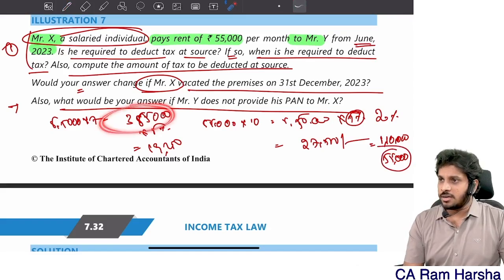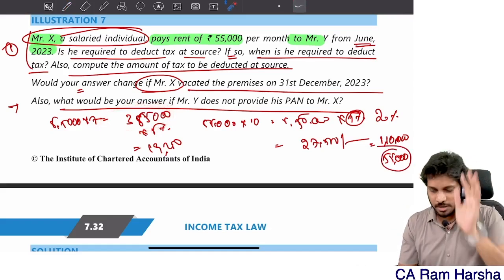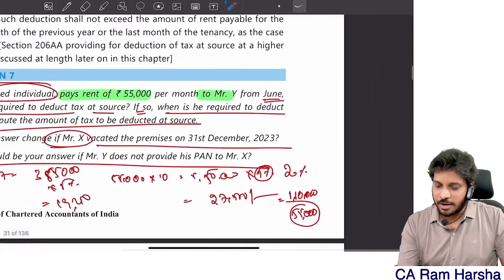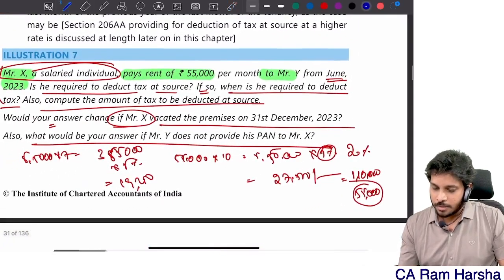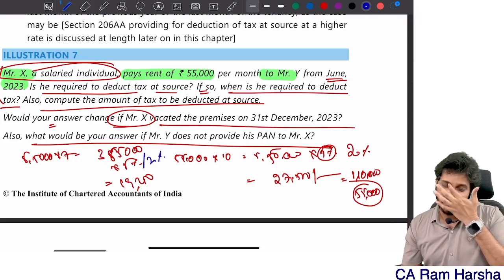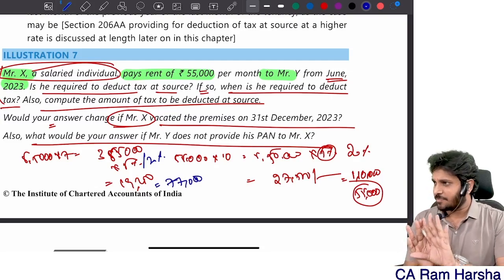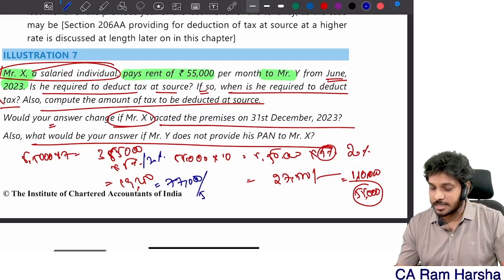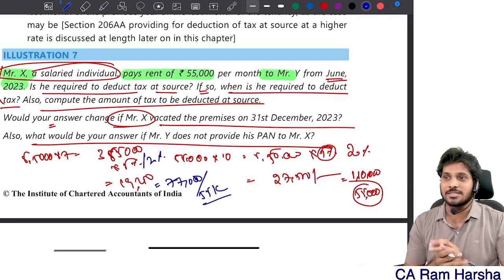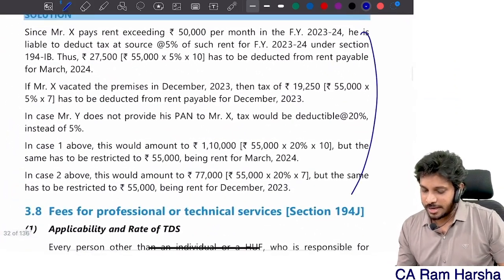What is your answer if we vacated in December itself, but PAN number is not provided? Directly, instead of 5, what is the percentage we apply? 20. 20% means 77,000. How much is it? 77,000. Yes or no? But it cannot exceed the December month rent. It cannot exceed 55,000. That's the answer. Easy. So you can find the answers here.